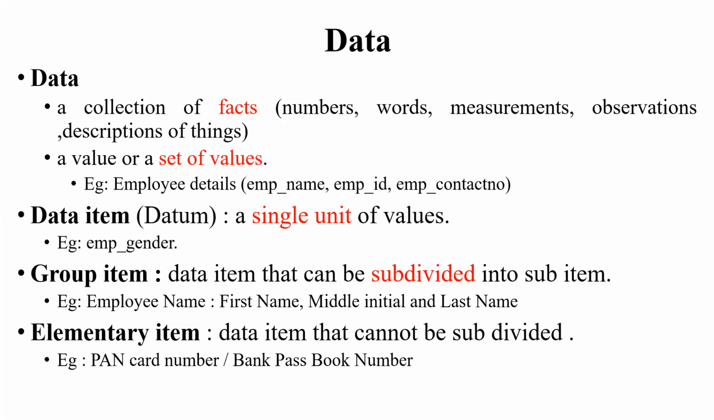Now, among the data which we have collected, it can be either a single item or a group item. Are you getting it? What is the difference between a single data item and a group item? A single data item consists of a single unit of value. For example, gender can be either male, female or transgender, right? We cannot further divide gender into sub items. Those items which cannot be further divided and are considered a single unit of value are known as a datum or single item, while group items are those data items which can be further subdivided.